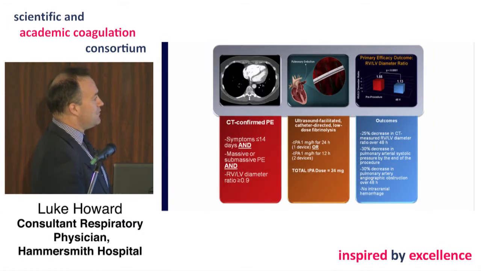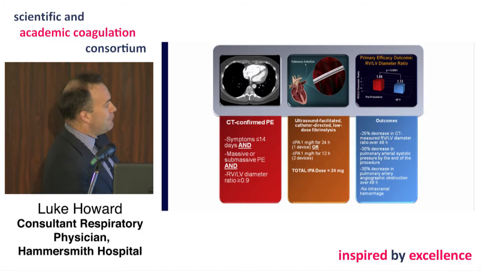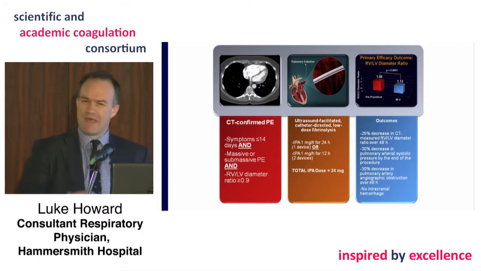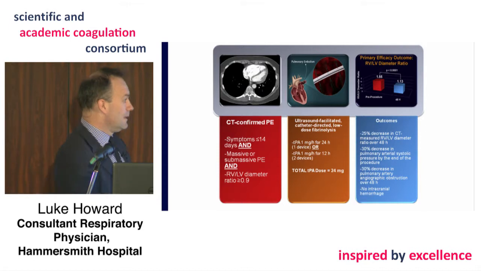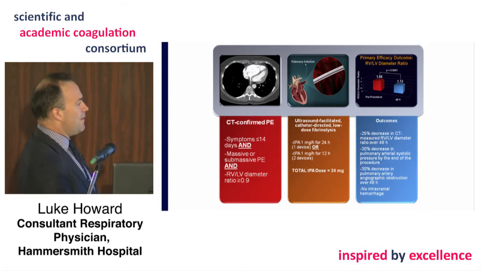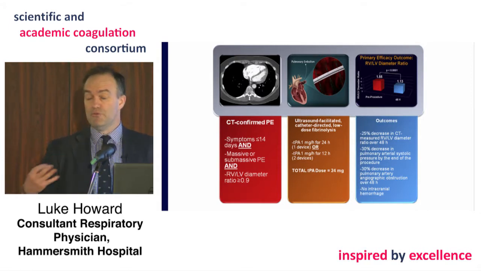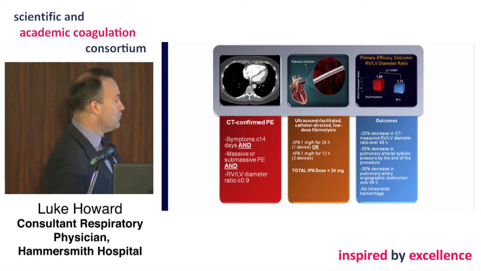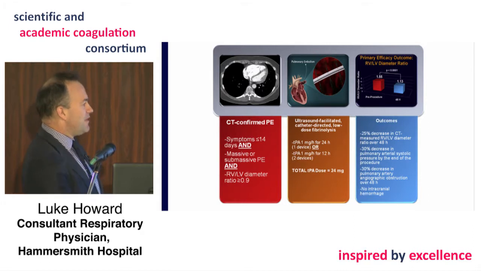this study looked at CT-confirmed pulmonary embolism with an RV-LV ratio of 0.9 or above. And what they used was ultrasound-facilitated catheter-directed low-dose fibrinolysis. So I guess you're familiar with this from a DVT perspective. It's the same thing, but just in the lung. And administering a total dose of TPA of 24 milligrams, as opposed to 100 milligrams, which would be given with systemic thrombolysis. The outcomes, I'm not a massive fan of these outcomes.